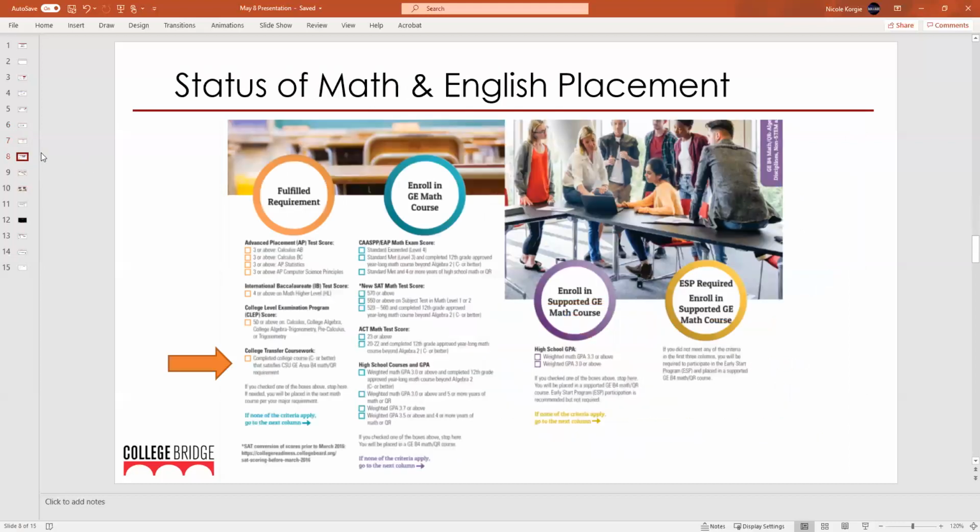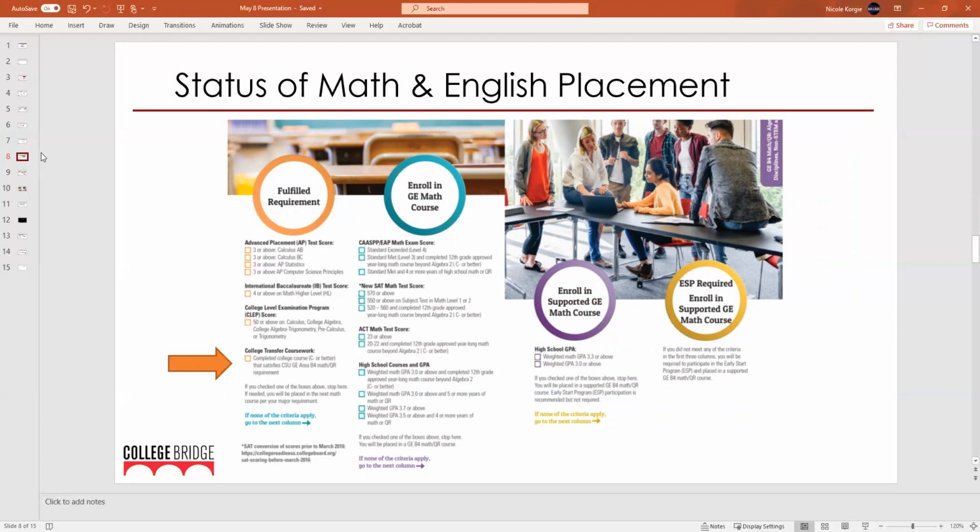All right, next is the status of your math and English placement. So colleges go through a lot of different steps to determine if you are ready to go into college level math and English. All right, so this is an example of how this works at a Cal State. And this is actually going to work for most of you at really any college you go to, whether it's a Cal State, community college, private school.